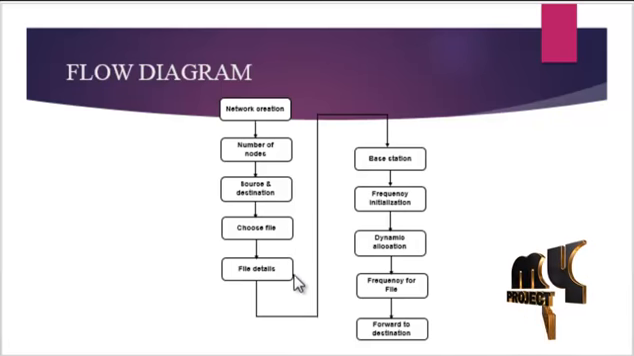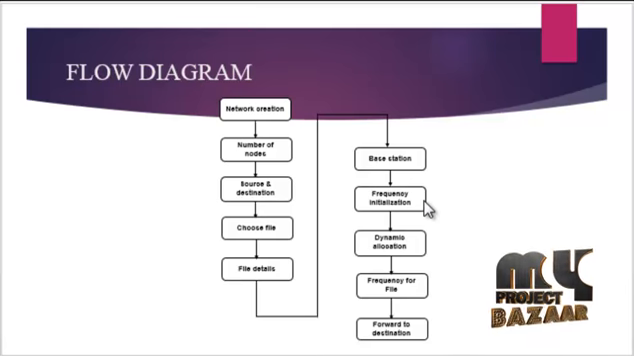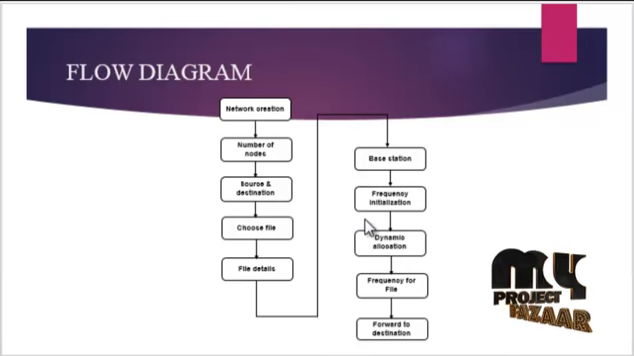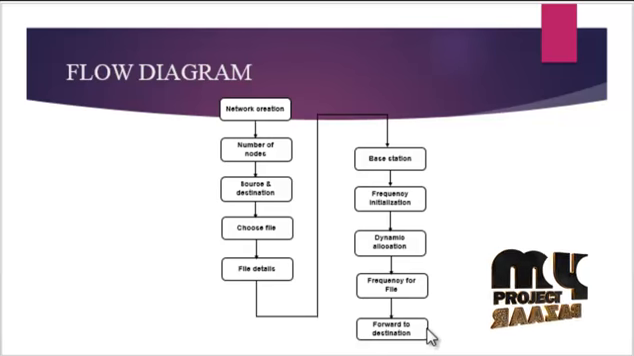After the file is chosen, the file details, that is the file size, are obtained and forwarded to the base station. In the base station, the frequency initialization process is done. That is, the number of frequency blocks allocated in the base station is processed here. If a source node transmits a file, the base station will allocate frequency for the file, which is called dynamic allocation. After that, the frequency for the file is processed and forwarded to the destination. Finally, the frequency result is obtained as the evaluation result.